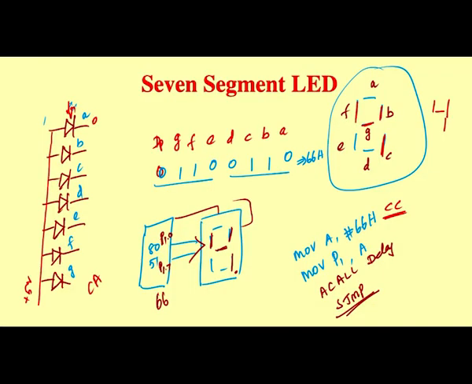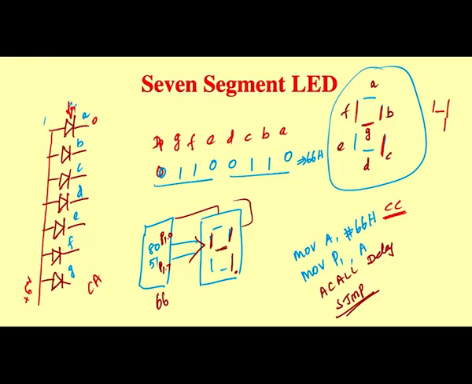Okay. So, this is the way we are using it. Suppose you want to display this value for some particular time, you can use call delay, and with a short jump you can stop the program. This is a simple way.